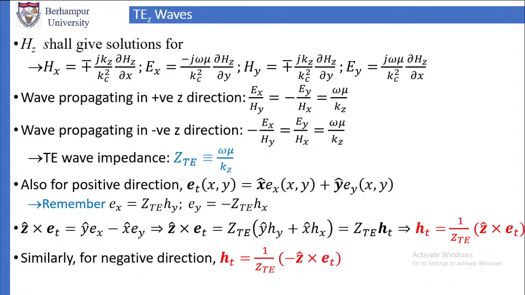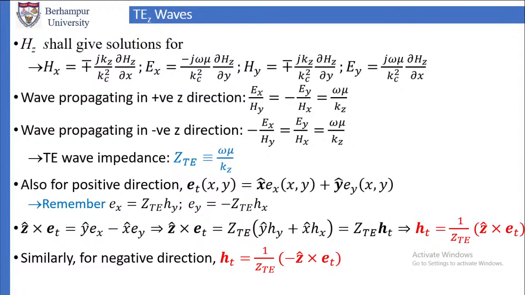Similarly, Ex and Ey, Ex is ∂Hz/∂y, Ey is ∂Hz/∂x. Just reverses. X becomes y in the differentiation, y becomes x in the differentiation. And the constant is minus j omega mu by kc square or plus j omega mu by kc square. Ex is minus j omega mu by kc square. Ey is j omega mu by kc square.